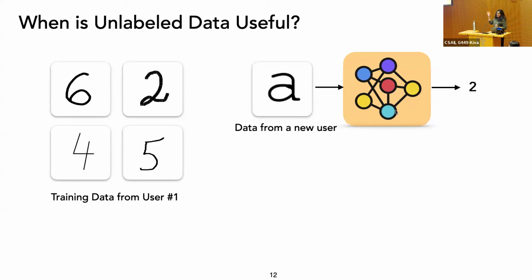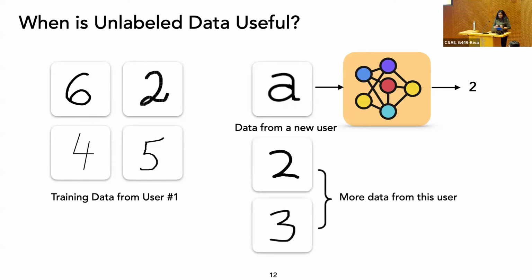However, what if we collect more data from this user? There we go. And we see that this user actually makes 2 without the loops. So the correct prediction for this user would have been an A, but the model predicted it as a 2. So just unlabeled data from this user guides us about what are the characteristics of this user, and this is like a free untapped potential, which is just available to us, and we can use it for free at test time to improve our predictor.